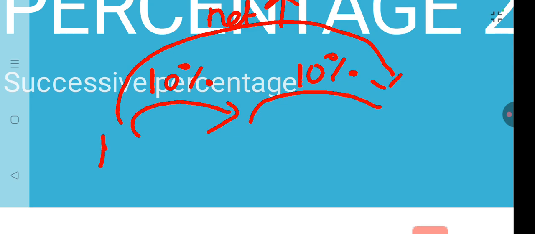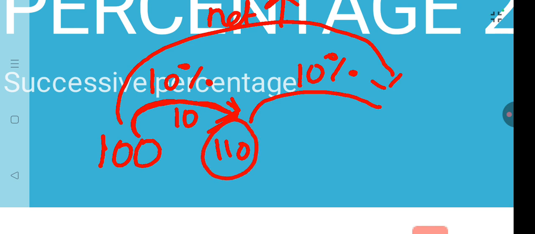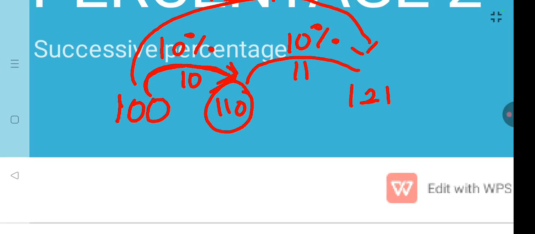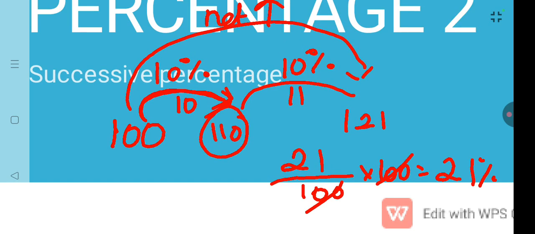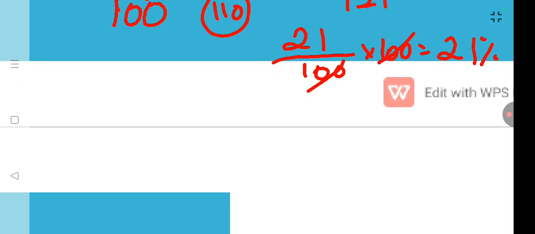Just take initial salary as 100. From 100, 10 percentage is 10, so 110, and another 10 percentage from 110. In 110, 10 percentage is 11. If it increases by 11, 121. So how much is increased from initial? From 100 it is increased to 121, so 21 is increased from 100, so net percentage increase is 21 percentage. So this is the traditional method. So how can we solve these questions very easily and fastly? That we see in this class.